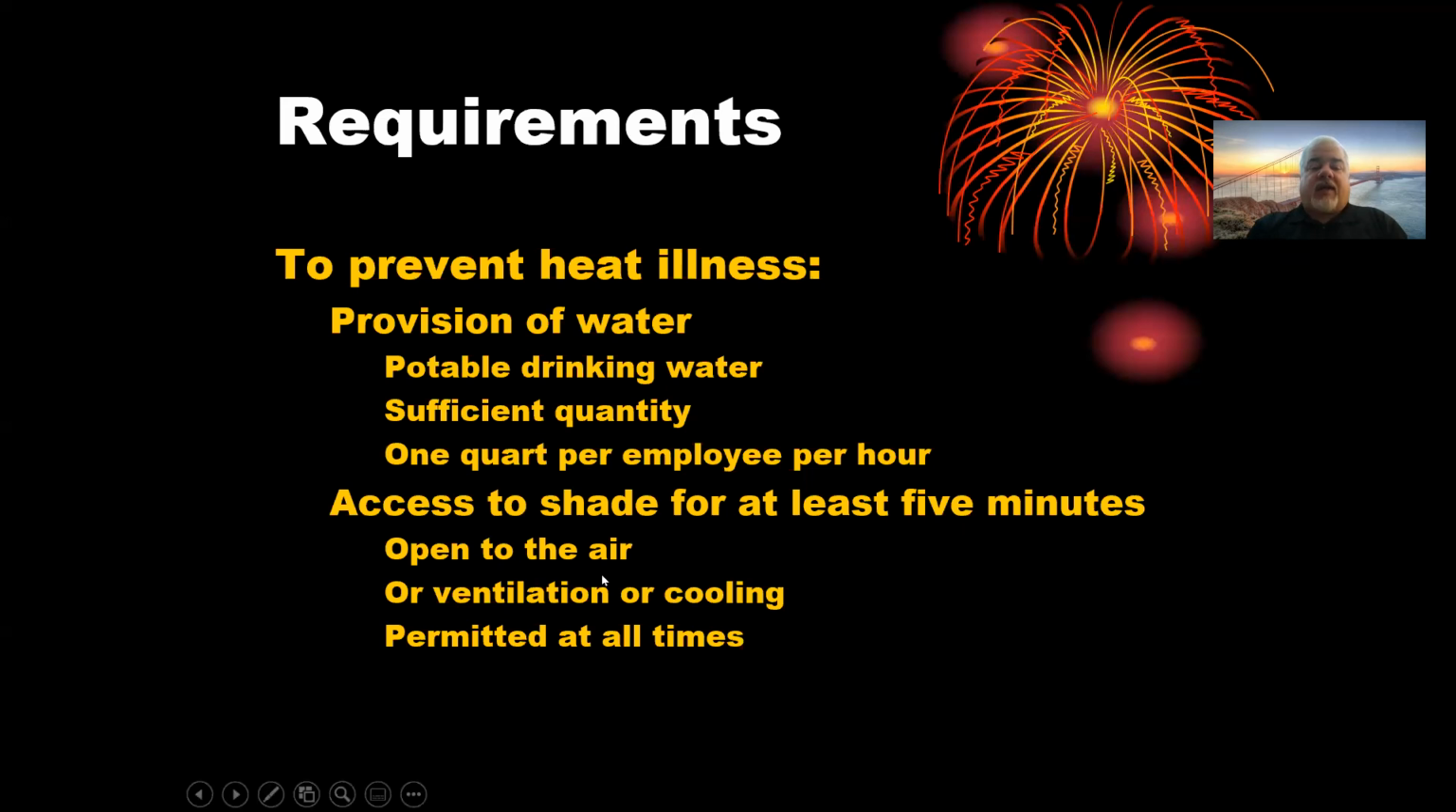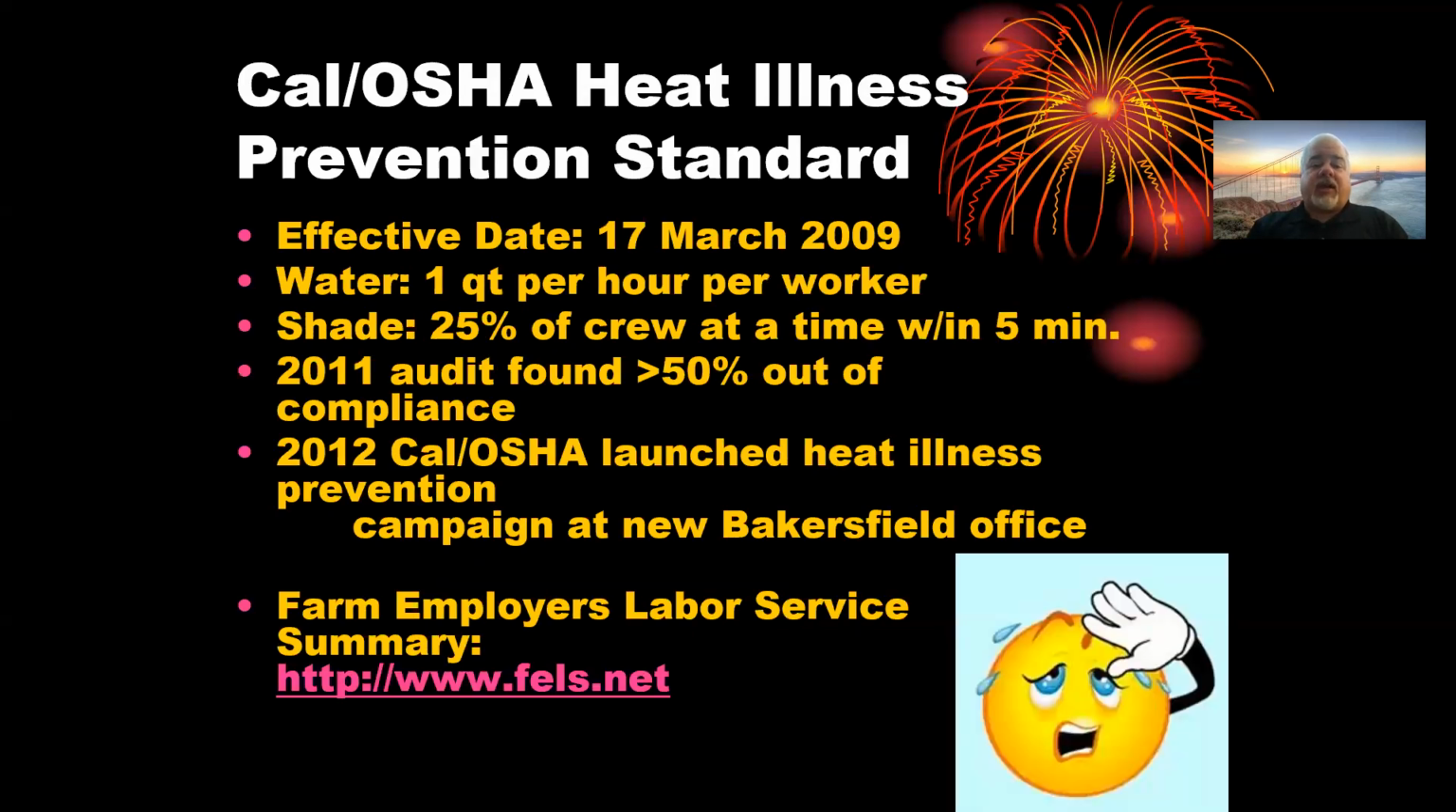Access to shade for at least 5 minutes, open to the air, so it can't be inside some enclosed pressure cooker tent structure. It has to be shade and it has to be open air. Some sort of ventilation or cooling can be provided outside of the open air design, depending on what you have. And the shade is permitted at all times, depending on the temperature. Again, the rules change, and I'm not going to try and quote the temperatures, but when it starts getting hot, the rules change. You've got to allow employees to take these 5-minute breaks.